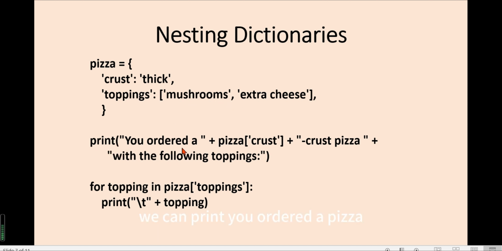We can print, you ordered a pizza. Pizza's crust value is 6. You ordered a 6 crust pizza with the following toppings. And we print with a loop, for topping in pizza toppings, because toppings is the pizza dictionary's key. This will return a list, this list value. Then a for loop, topping in this list, will print each topping. So here this statement will print mushroom and extra cheese.